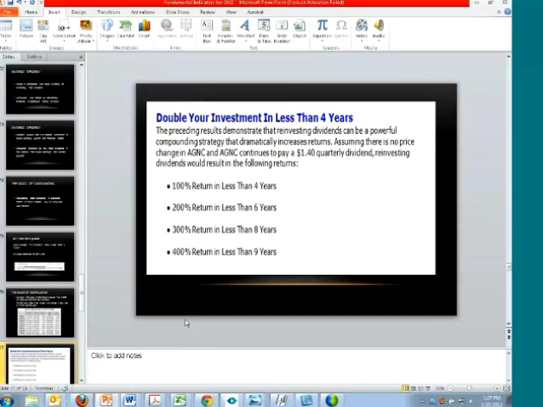You just simply invest in companies that increase their dividend, and then you reinvest the dividend to compound. So based on my share purchase there, and compounding the results, I'd have a 100% return in less than 4 years, and a 200% return in less than 6 years.